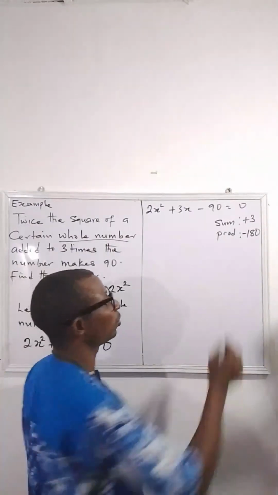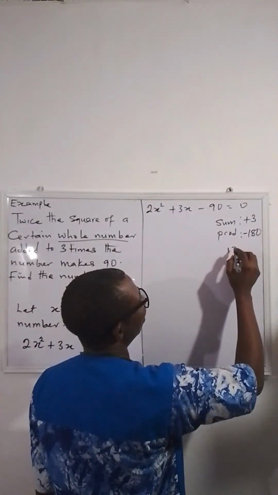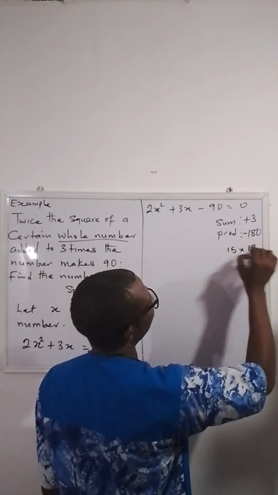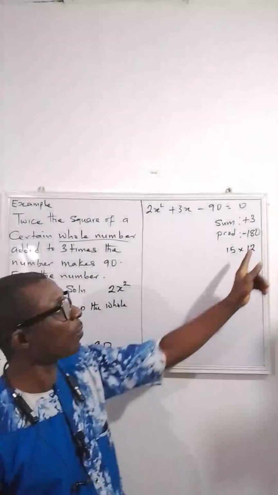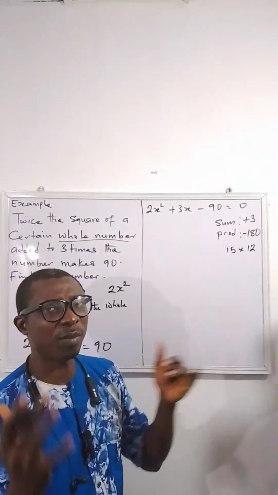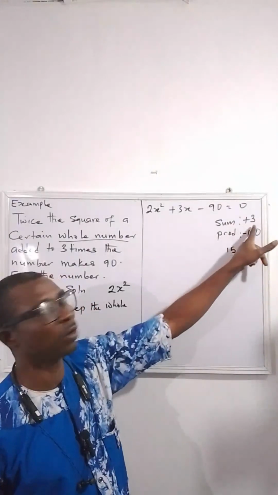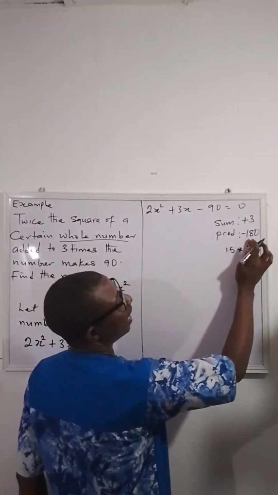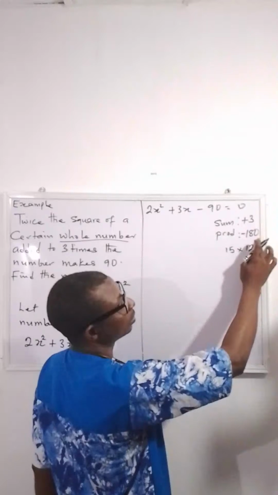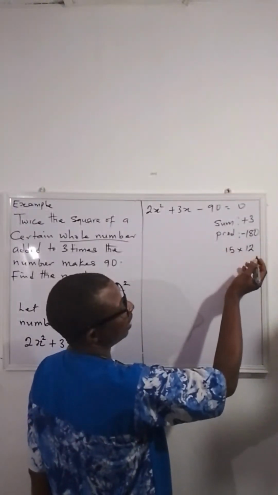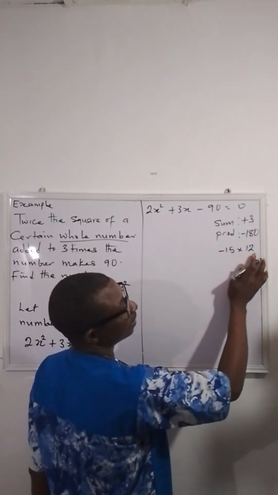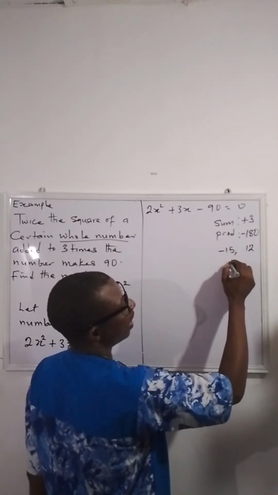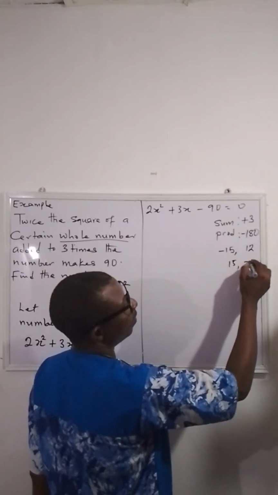All right, I think you should be thinking of probably 15 times, let's say, 12. Yes, 15 times 12 is going to give you 180. So you have to look for numbers that are very close, because you can see your sum. Because I have minus 180 as my product, I either have minus 15 and 12, or I have 15 and minus 12.